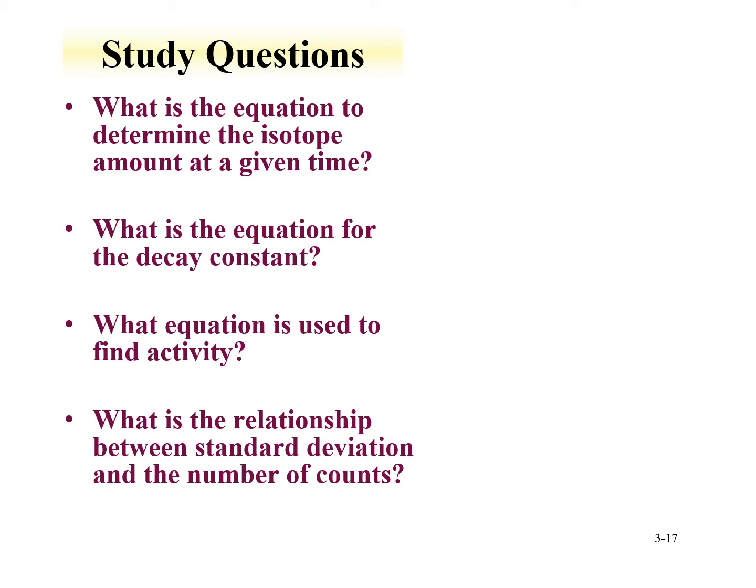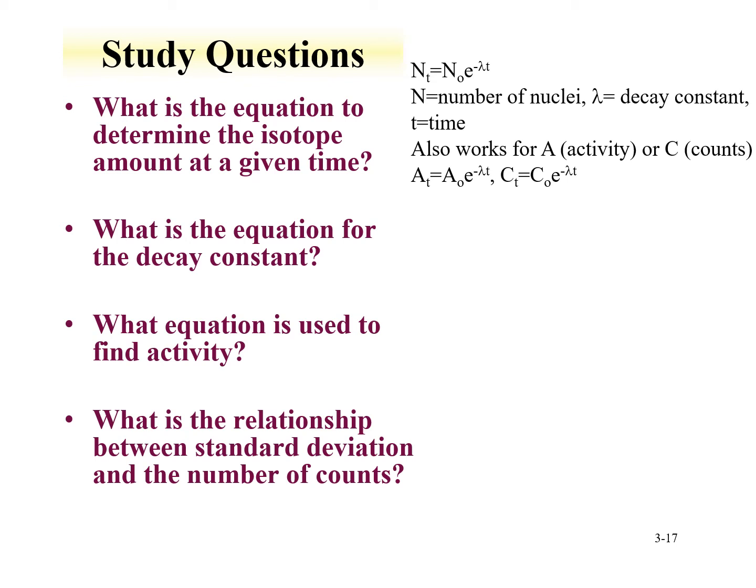So let's review some questions you should be able to answer based upon the lecture. What is the equation that is used to determine the isotope amount at a given time? That's a very fundamental equation, and the basis is shown here, where N is the number of nuclei at either the initial or at the given time, lambda the decay constant, and then t. This also works for activity or counts or mass. It could work for concentration if the volume doesn't change.